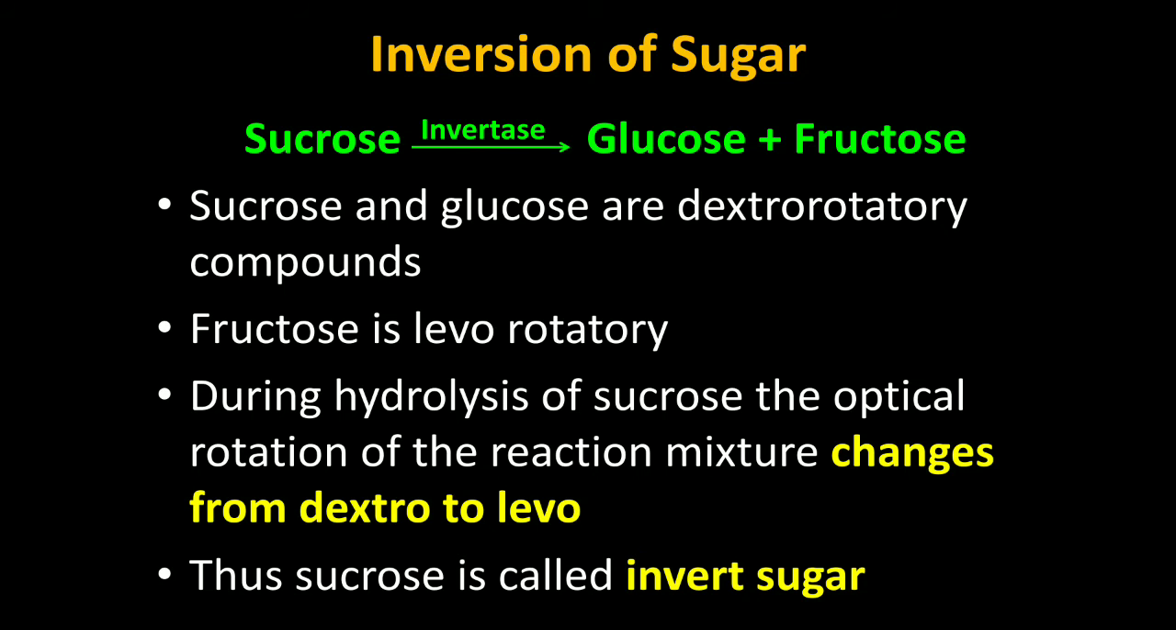Now sucrose on hydrolysis gives glucose and fructose. Sucrose and glucose are dextrorotatory compounds while fructose is a levorotatory compound. During hydrolysis, the optical rotation of sucrose changes from dextro to levo. Hence, sucrose is called invert sugar.